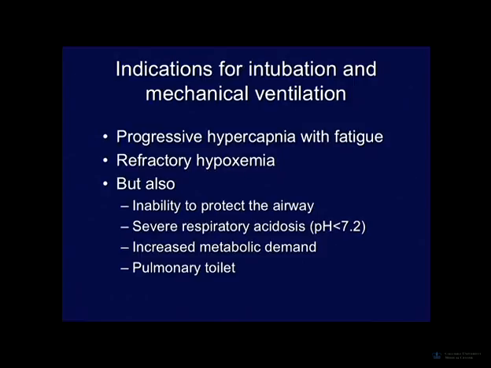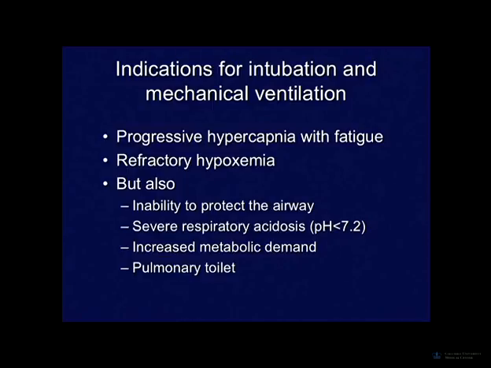So what are the indications for mechanical ventilation and through that intubation? Progressive hypercapnia with fatigue, refractory hypoxemia, the two scenarios we talked about so far. But also if you can't protect your airway and you're worried about aspiration of gastric contents into the lungs, if there's a severe respiratory acidosis or metabolic acidosis, you may need to do it. In particular, with metabolic acidosis, you may need to ventilate them more than they can ventilate themselves.